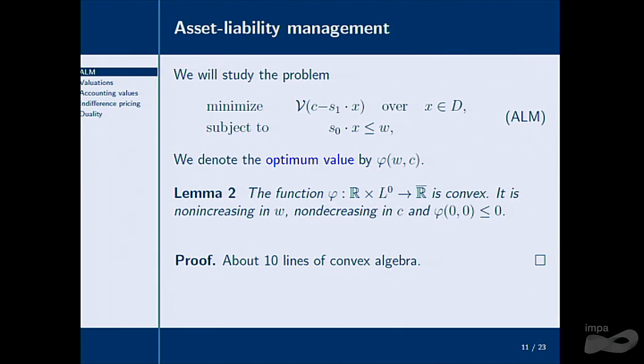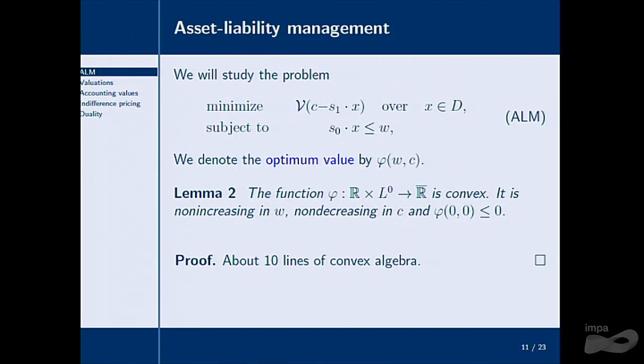A sale or purchase of things changes your financial position. And when you go to pricing, I will be looking at indifference pricing in particular. The question is exactly how does the optimal value change there? So this is an important function when you go into valuation, and lemma 2 here gives the basic convexity properties.